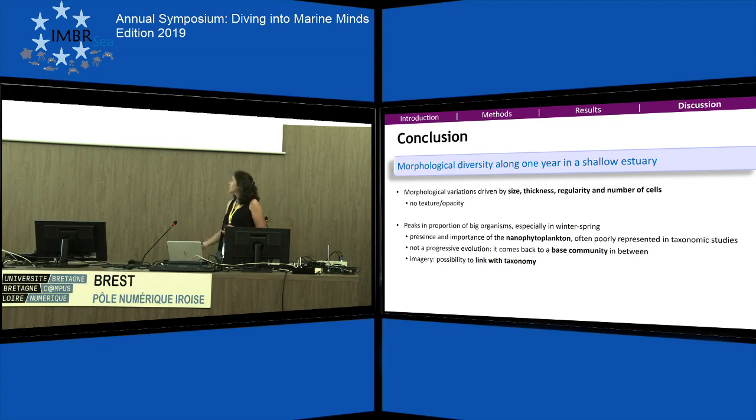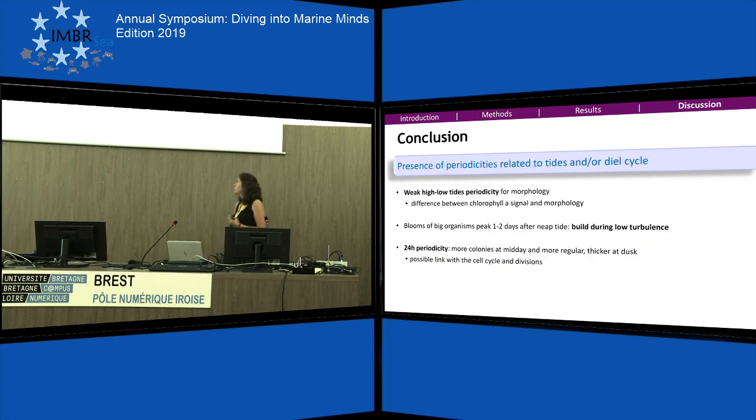The second finding that we had is those big peaks in the blooms of bigger organisms, that can be differentiated into different phytoplankton groups. And the importance of the nanophytoplankton, which is usually not really counted in taxonomic studies because it's very hard to identify or just put in one big group. And the advantage of having imagery is also the possibility to link it then further with taxonomy and to look at the images, actually. And for the periodicity, as I said, we were expecting a periodicity with high-low tide, or vertical or horizontal movement of water, and we didn't find it.